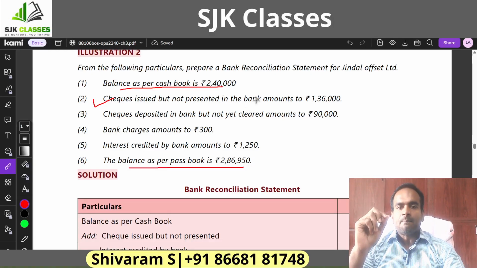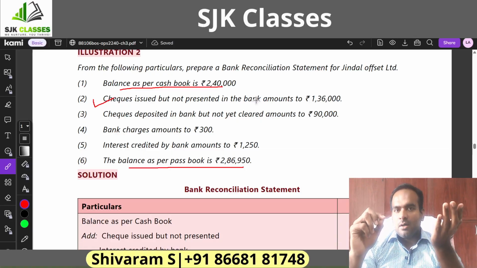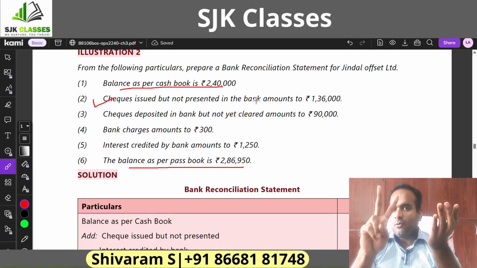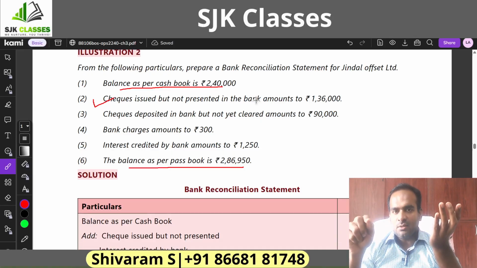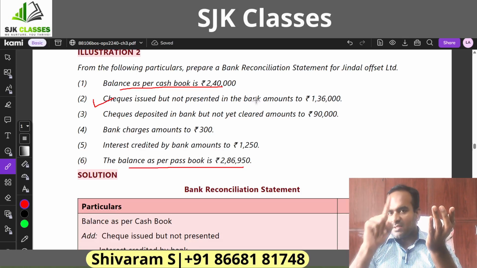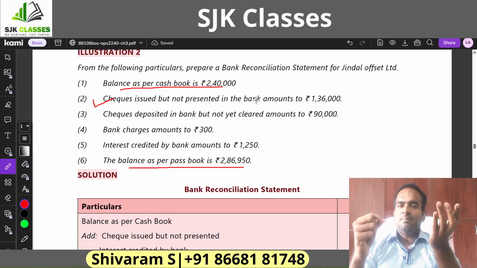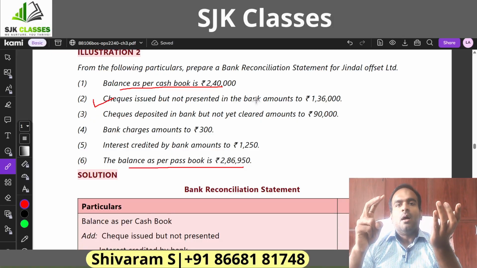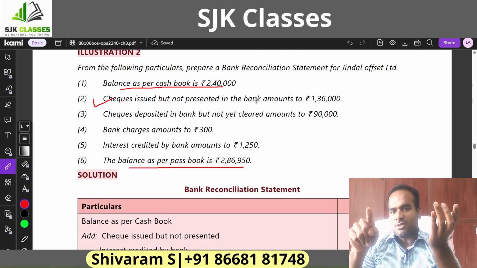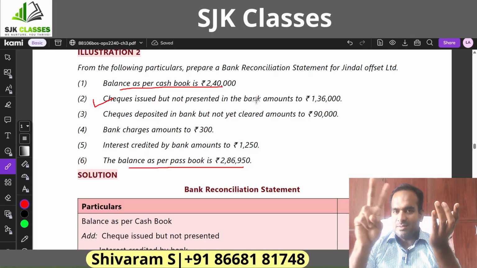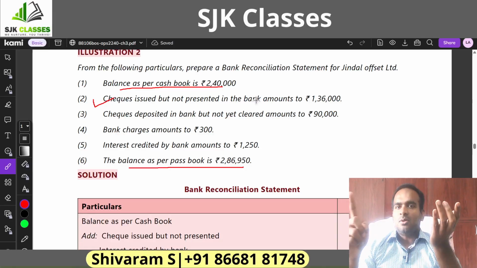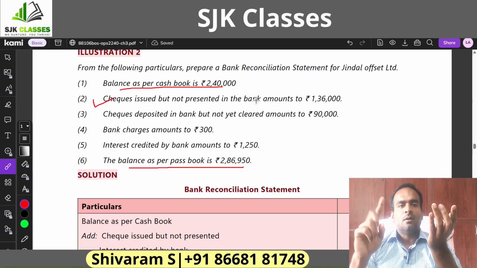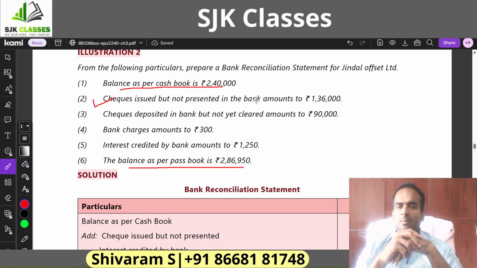You have to identify 2 points. Once you read a transaction, you have to check for 2 points. The first point is whether it's a receipt or a payment. The second one is in which book the impact is there. I repeat, you have to identify 2 points in the transaction: whether it's a receipt or a payment, and in which book the transaction has been recorded. So coming back here, checks issued but not presented in the bank amounts to 1,36,000.